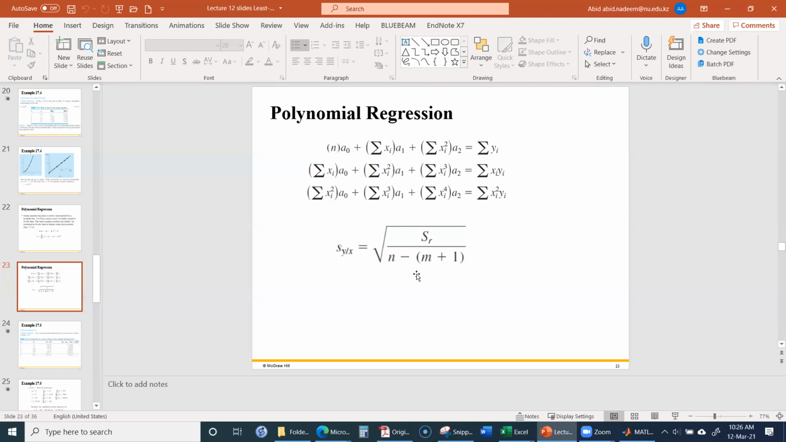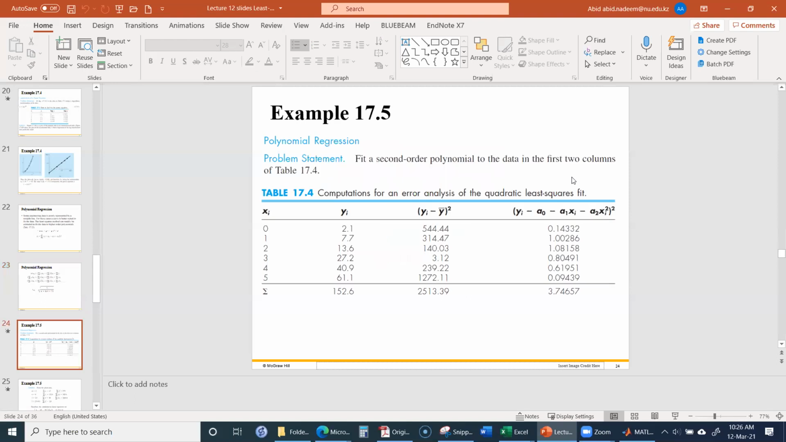The standard error in this case can be found like this. It will be SR over n minus m minus 1, where SR is the sum of squares of the residuals, and m is the degree of polynomial. In this case, the degree of polynomial is 2, so it will be n minus 3. This is the example for that.